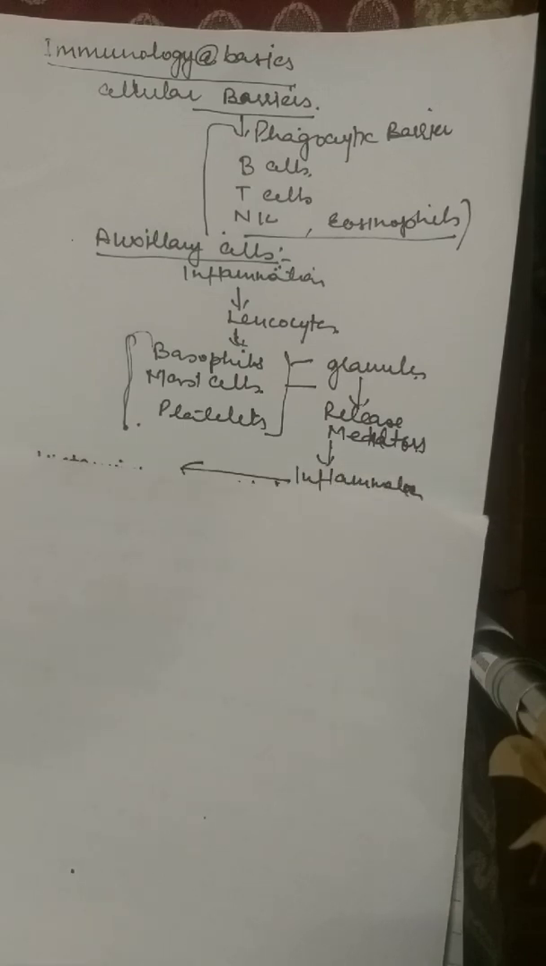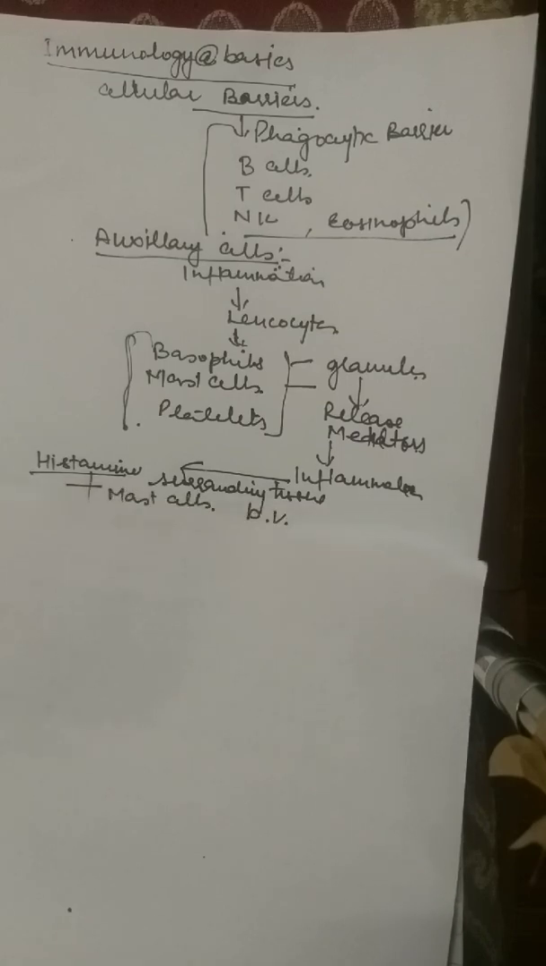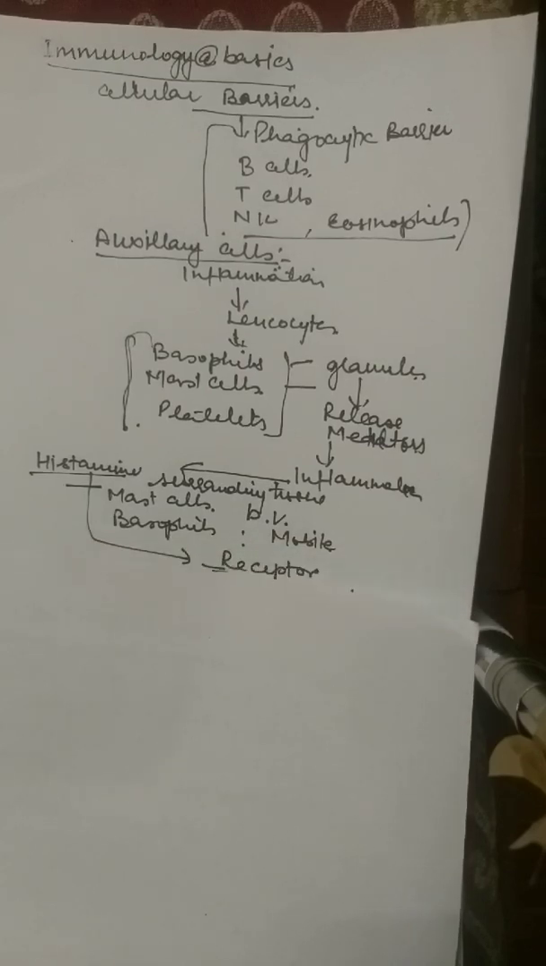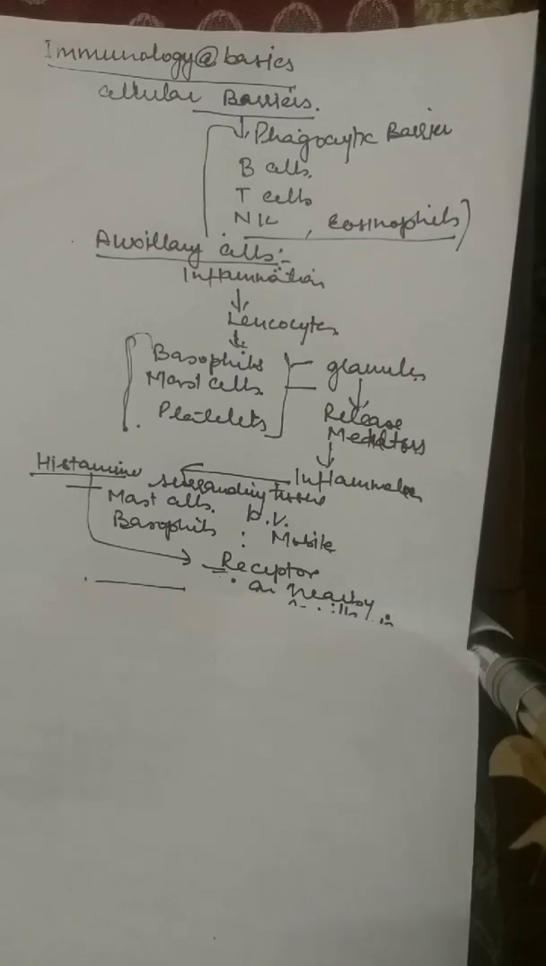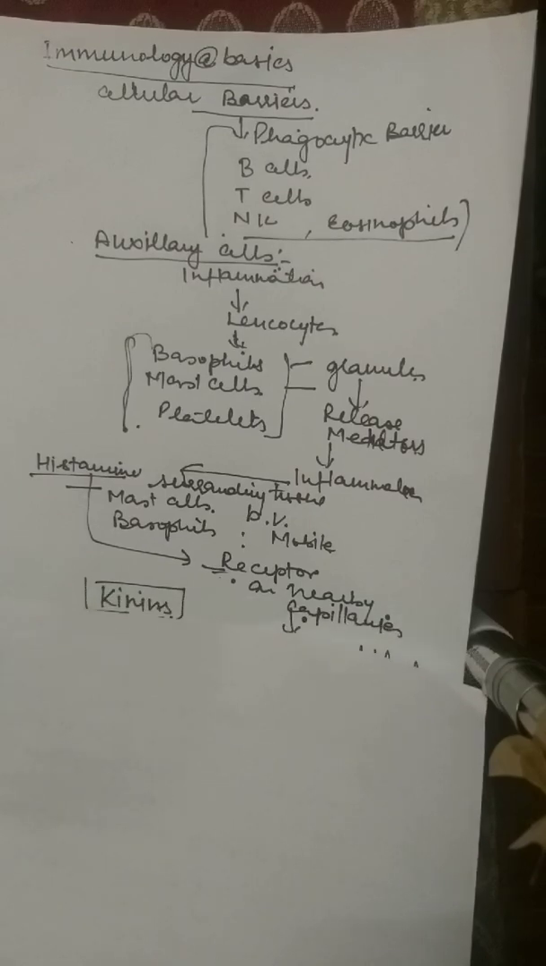These also promote inflammation. Basophils and mast cells both have granules, and these granules release certain mediators, and the mediators promote inflammation by releasing histamine in the surrounding tissue. Similar function is done by the mast cell. Mast cells are present adjoining the blood vessels, whereas basophils are mobile cells, they circulate in the blood. Whenever histamine is released by these cells, histamine, or any such mediator, would bind to a receptor on the nearby capillary or blood vessel.